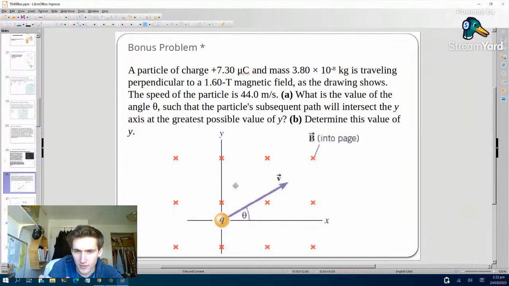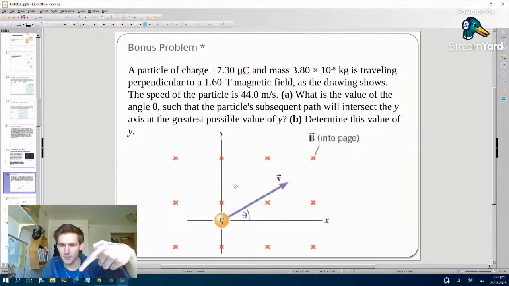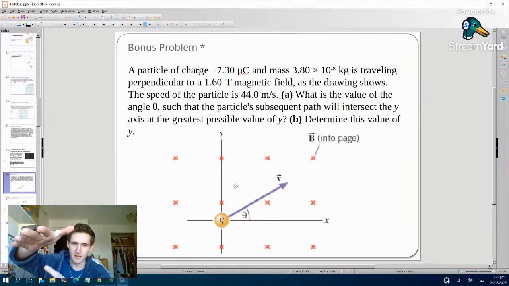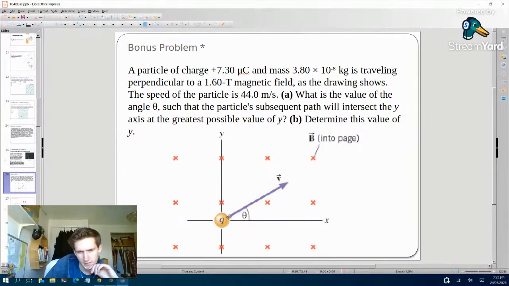So the particle is directed outwards, and I know it's into the page. The velocity is this way, so the force should be this way. Is the particle going to rotate like that? I guess if it does, then you're going to get the y value. Okay, yeah, that makes complete sense now. So it makes a full circle.